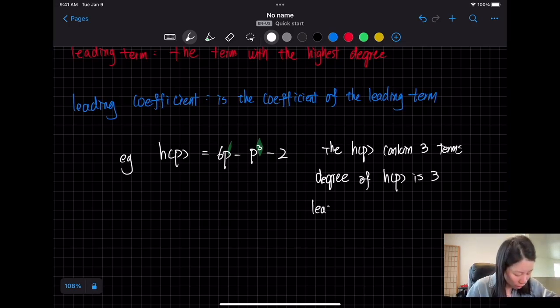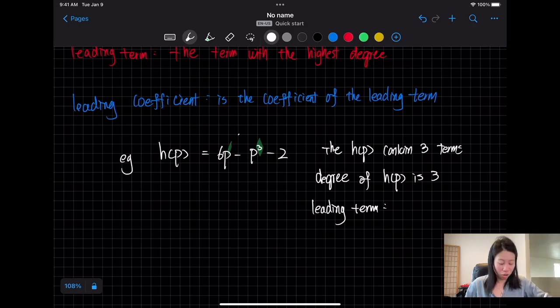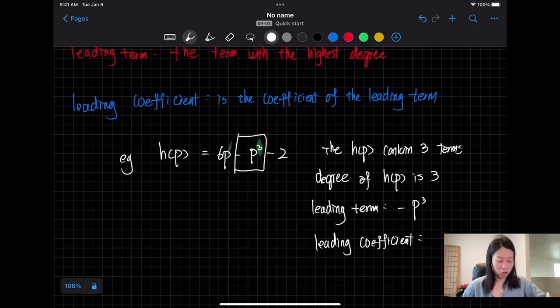And what is the leading term? Well, the leading term is the term that contains the highest power. So in this case, it's going to be negative p to the 3rd. And then which one is going to be the leading coefficient? Well, it should be the coefficient in the leading term. In this case, it is negative 1. Okay.